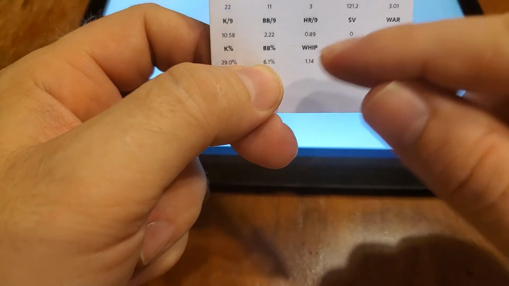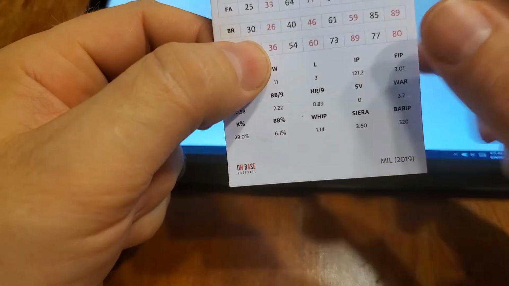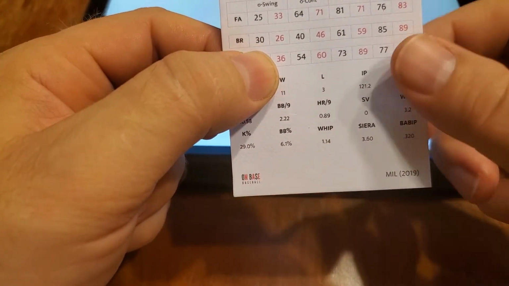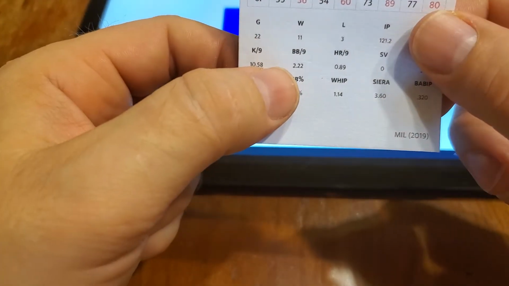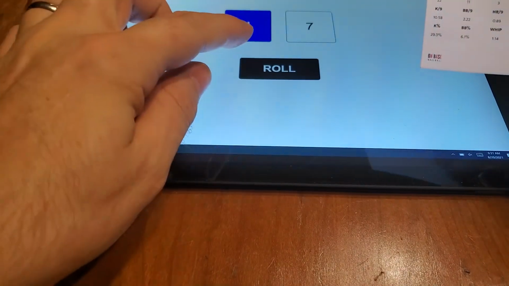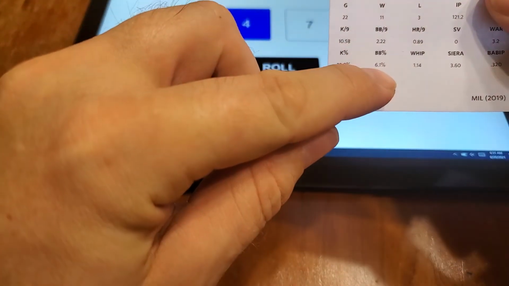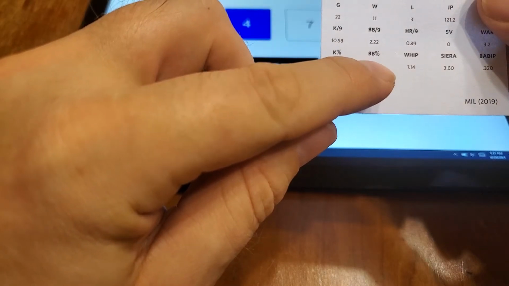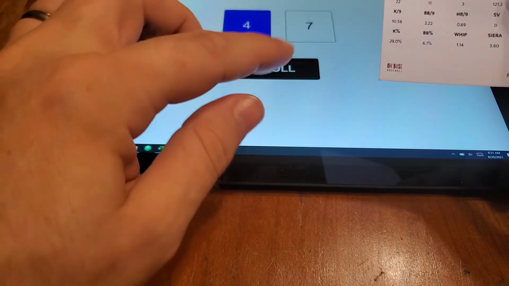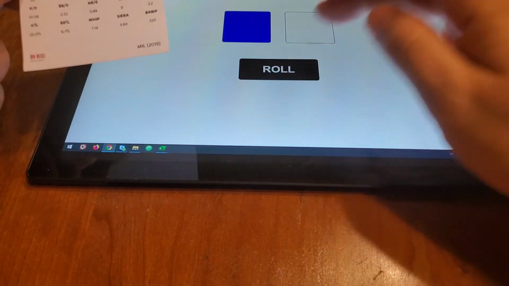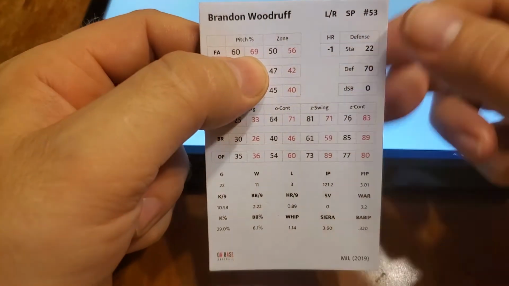Any roll from 95 to 100 on the O swing roll, just for the first pitch of the at bat, sorry, anything from 95 to 100 is going to be an automatic walk. Now for our purposes, we have a 47, so that falls less than the 95. So the result of this play is just going to be a ball. Let's try it again.